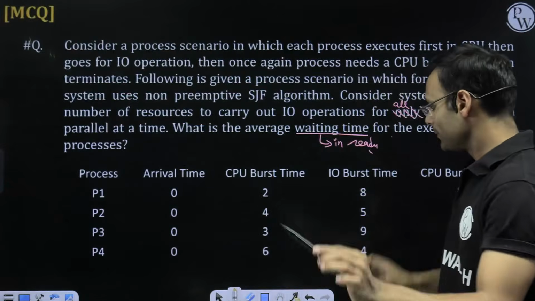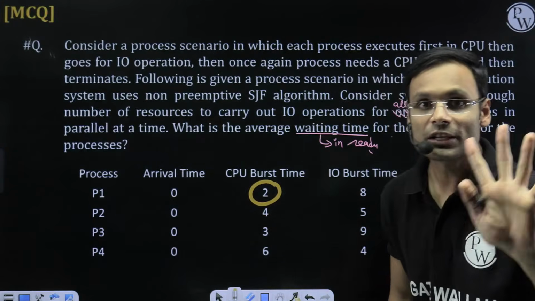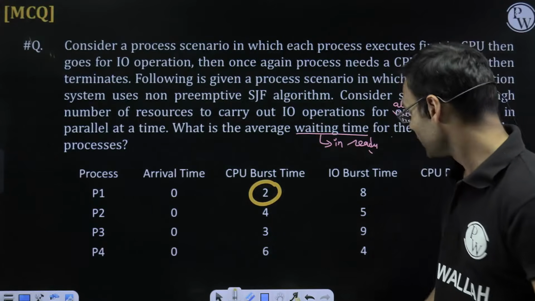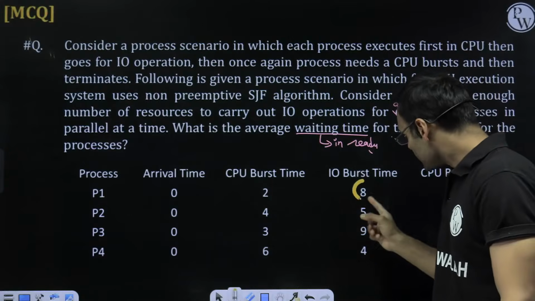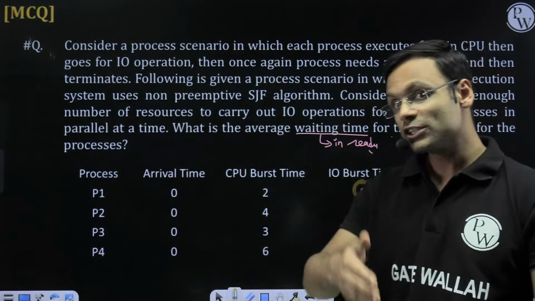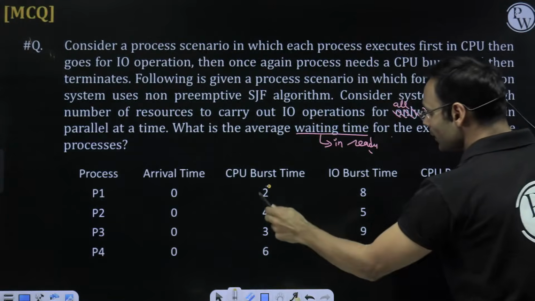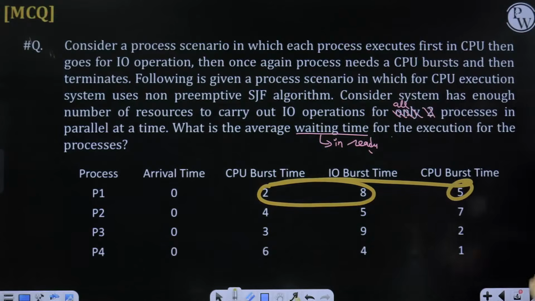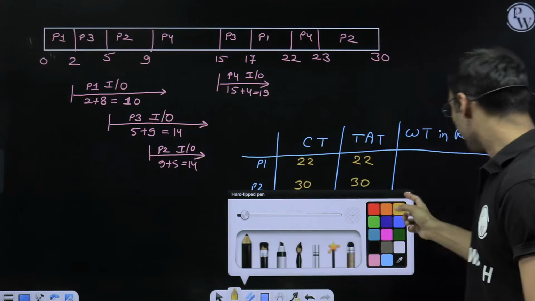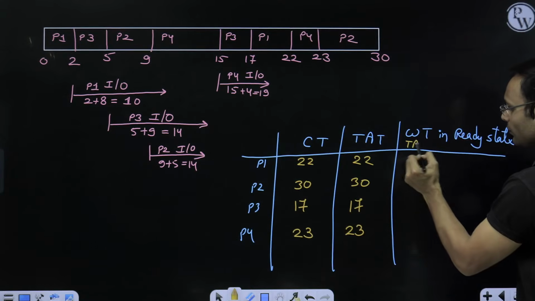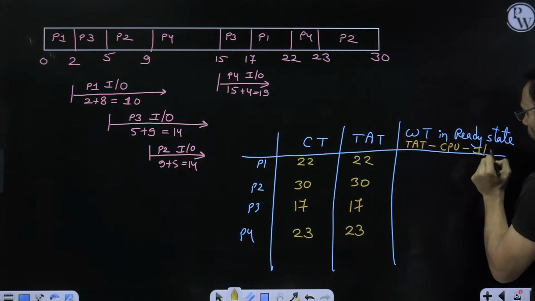I'll explain you, wait. When P1 is executing in CPU for 2 time duration, P1 is not waiting for CPU in ready state. Here also not waiting for CPU in ready state. When P1 is in IO operation, then too P1 is not waiting in the ready state. So total how much time P1 was executing? 8 plus 2, 10 plus 5, 15. So what exactly this waiting time will be calculated as? Turnaround time minus CPU minus IO burst.